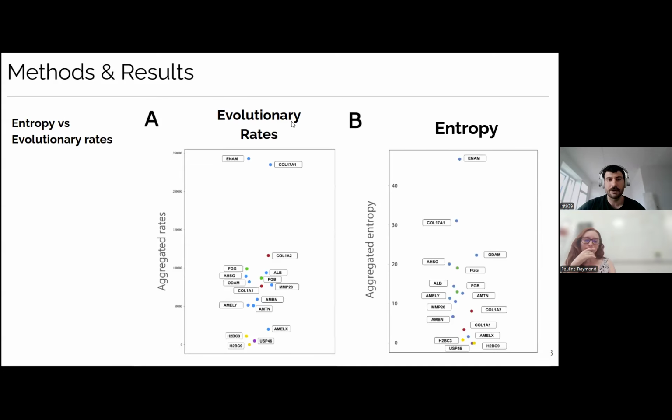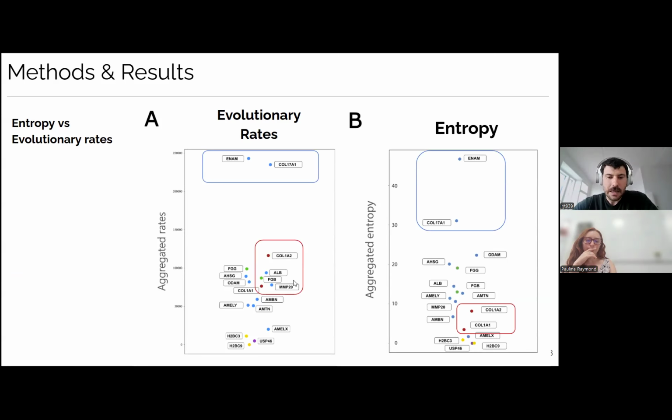And here I plot side by side the evolutionary rates and the entropy rates. We can see that in most cases, for which proteins have the highest evolutionary rate or entropy, they agree. So ENAM and collagen 17A1 are the highest. But in other cases, like the collagen type 1 proteins, there is some disagreement, with evolutionary rates being a bit higher in the distribution than the entropy.